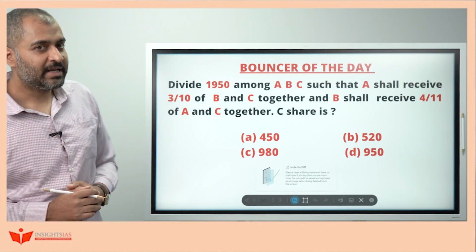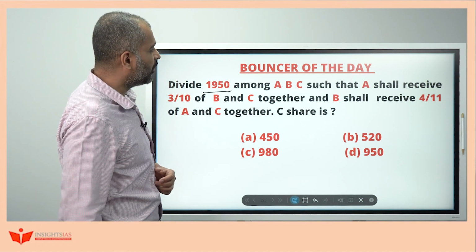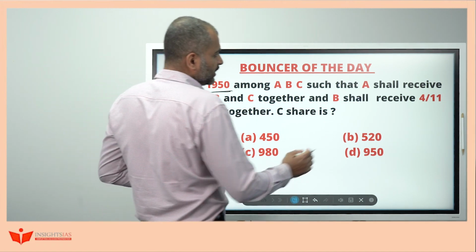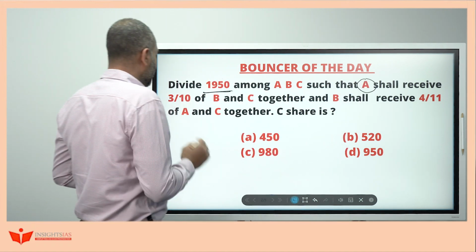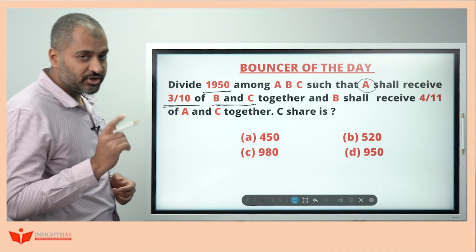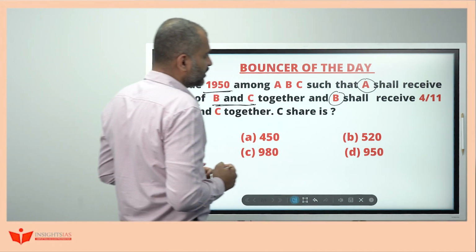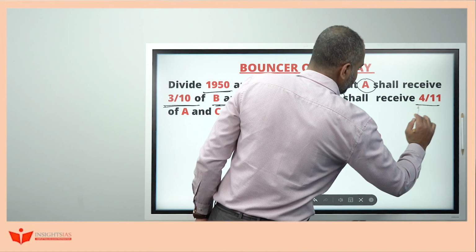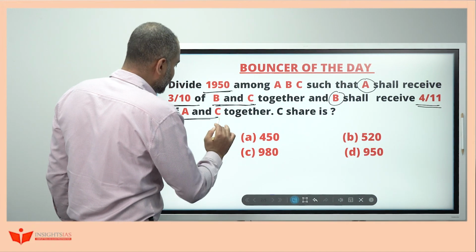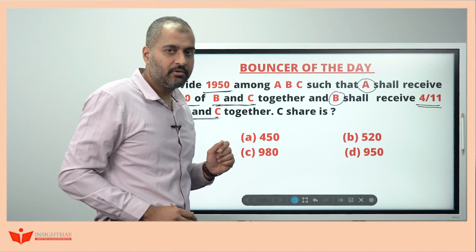Now, we'll move on to yesterday's question. Divide 1950 among A, B, C such that A shall receive 3/10 of B and C together. And B shall receive, shall means must, okay, B shall receive 4 by 11 of A and C together. See, this is the data given. Find the C share.